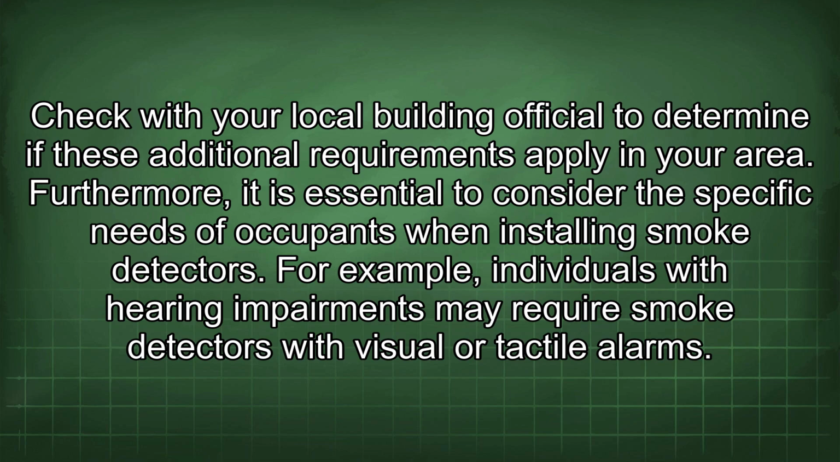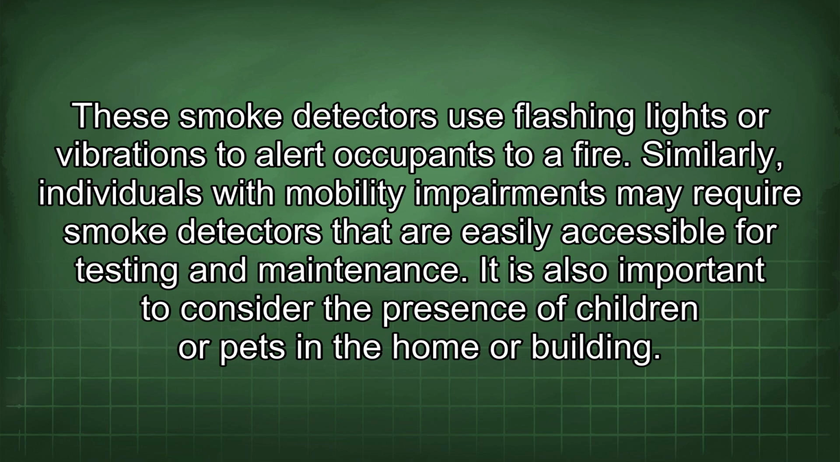Furthermore, it is essential to consider the specific needs of occupants when installing smoke detectors. For example, individuals with hearing impairments may require smoke detectors with visual or tactile alarms. These smoke detectors use flashing lights or vibrations to alert occupants to a fire. Similarly, individuals with mobility impairments may require smoke detectors that are easily accessible for testing and maintenance.